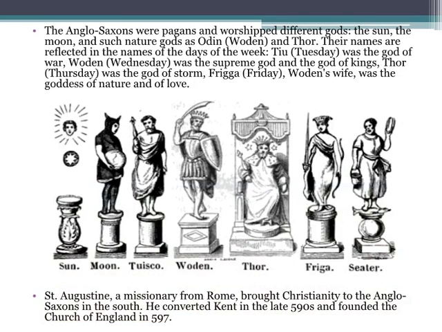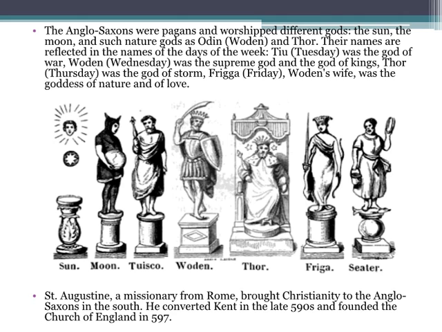The Anglo-Saxons were pagans and worshipped different gods, the sun, the moon, and such nature gods as Odin, Woden, and Thor. Their names are reflected in the names of the days of the week. Tyr, Tuesday, was the god of war. Woden, Wednesday, was the supreme god and the god of kings. Thor, Thursday, was the god of storm. Frigga, Friday, Woden's wife, was the goddess of nature and of love.